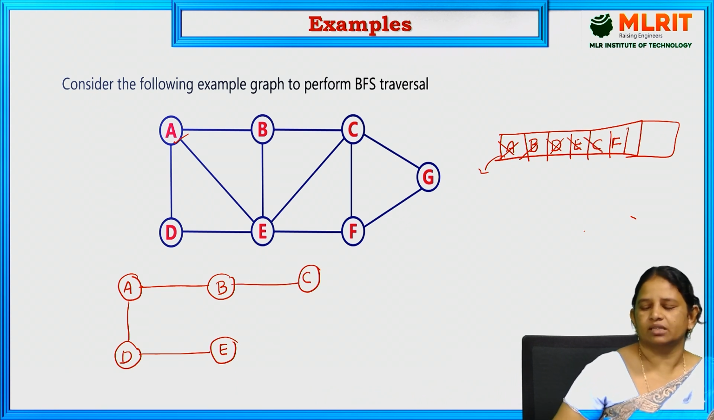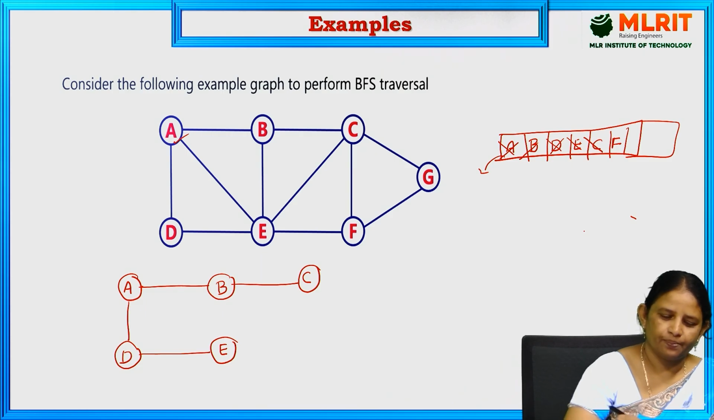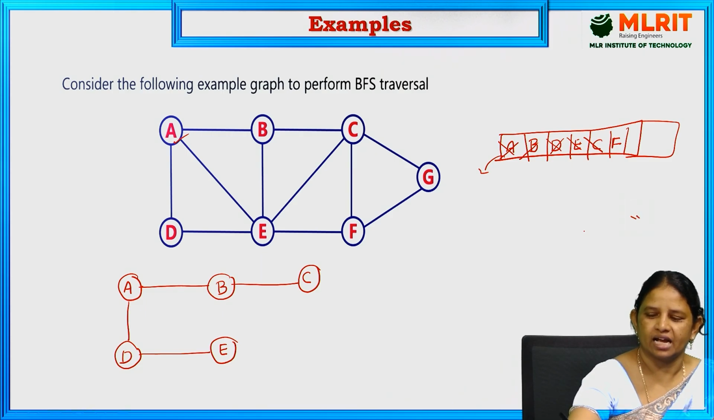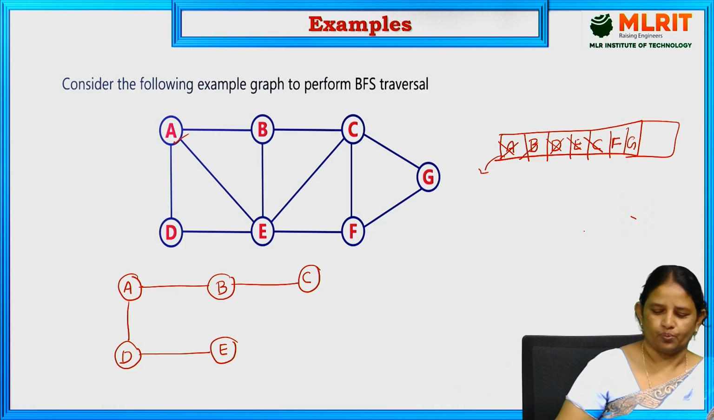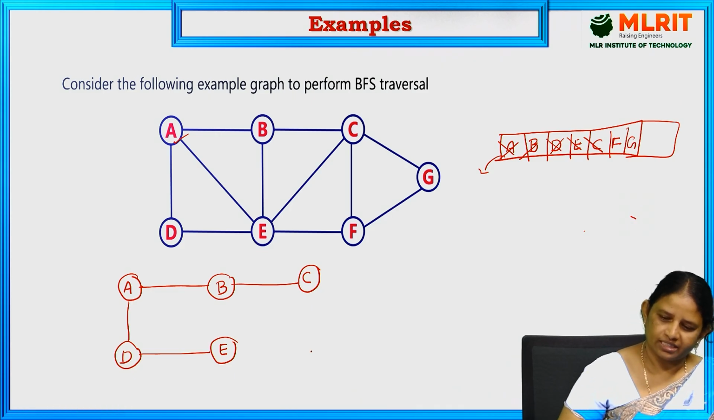Then what are the adjacent vertices of C? B, E, F, G. F is already added. G is added to the Q. Then what is the next one? C is added. Next, delete the front element of the Q.